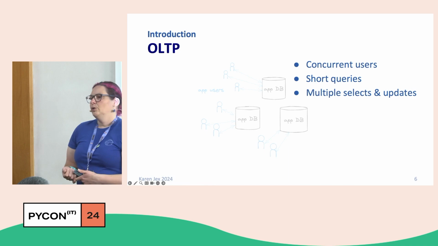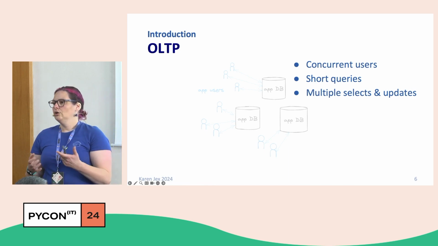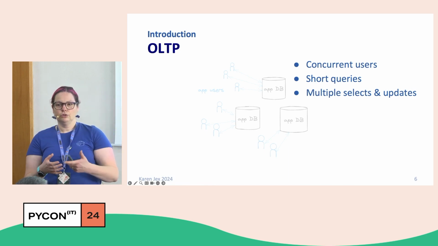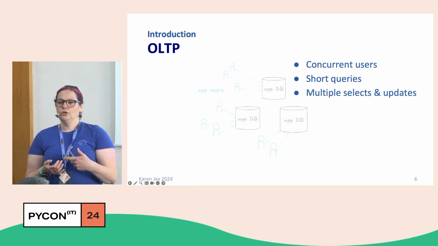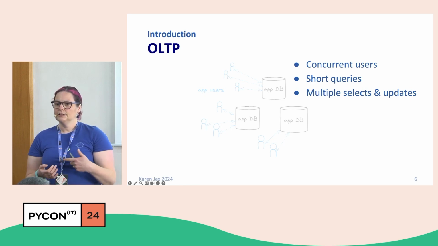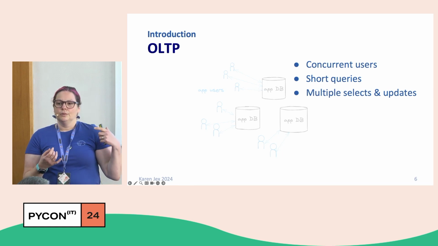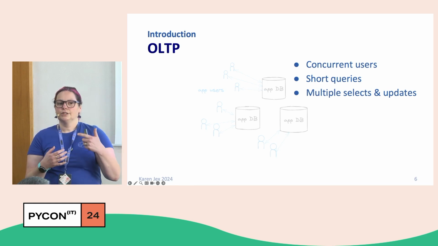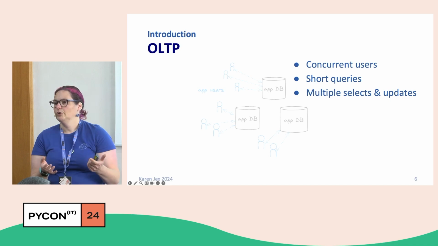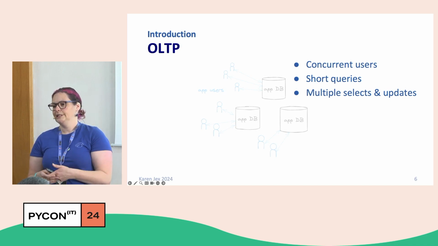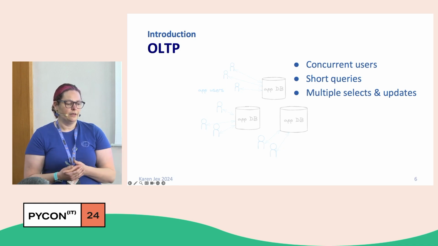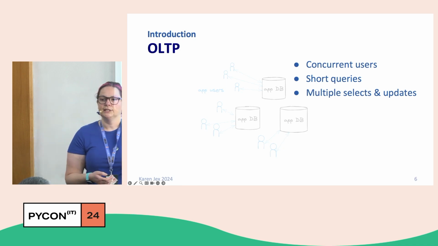That kind of workload is characterized by lots of concurrent connections, so lots of concurrent users, and those users will usually be performing short statements, so they'll be doing quick selects, inserts of just a single row, for example, and they'll be doing multiple of those statements per transaction. So that's what we think of when we describe an OLTP workload.